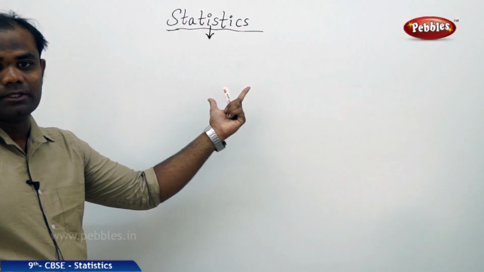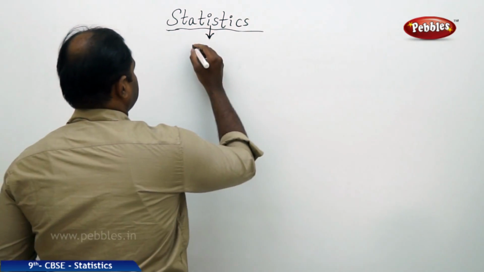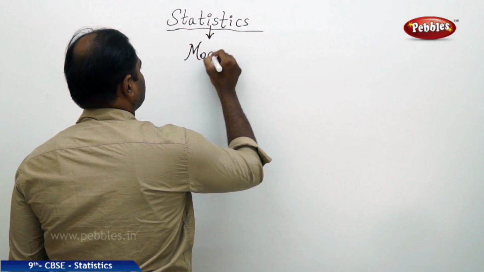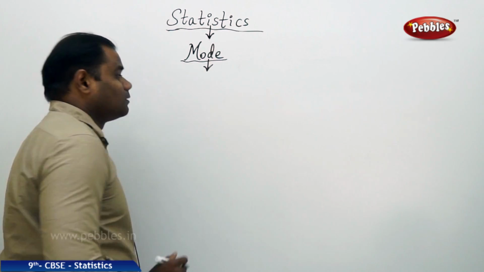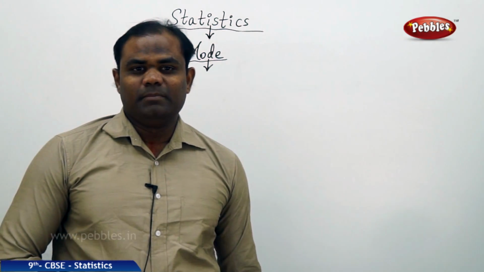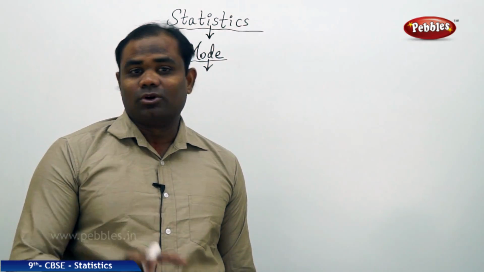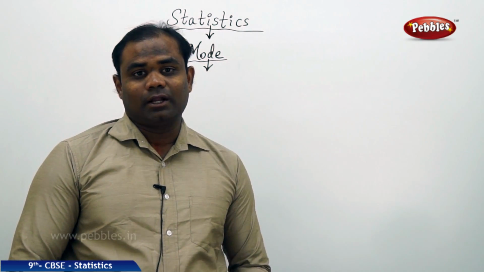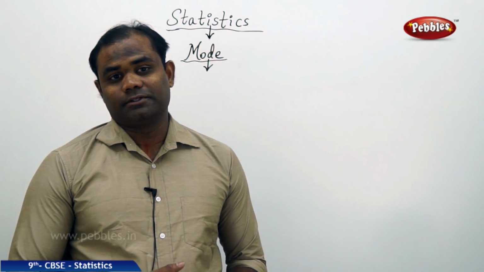Now the third and the last measure of central tendency is mode. This session is about the central tendency mode. Let's recap with mean. Mean is the average of all observations. Median is the middlemost observation, and mode is the most frequently occurring observation.